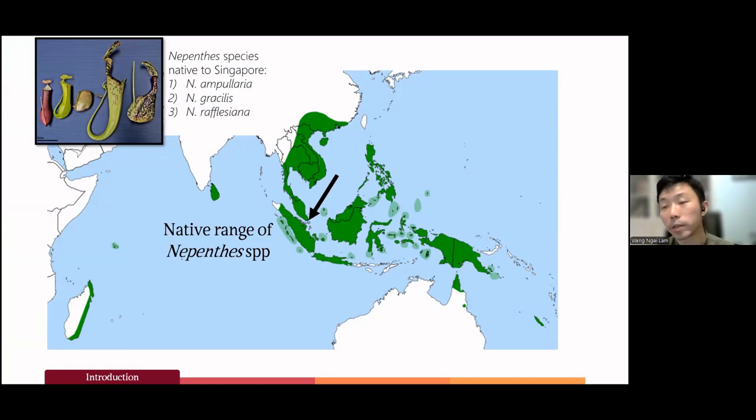In Singapore, which is a very small country, because of the limited land area and types of habitats, we only have 3 native species, all of which are very well studied. Common lowland species, Nepenthes ampullaria, gracilis, and rafflesiana. And a lot of my work was based on these 3 species, which have a very broad range across Southeast Asia.